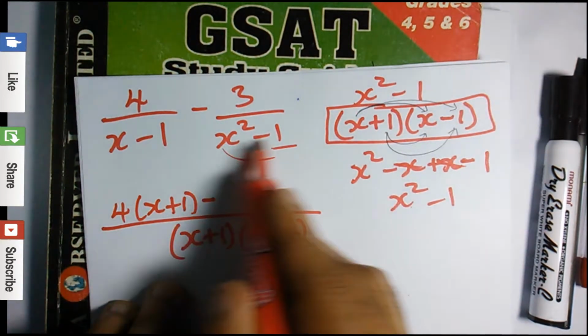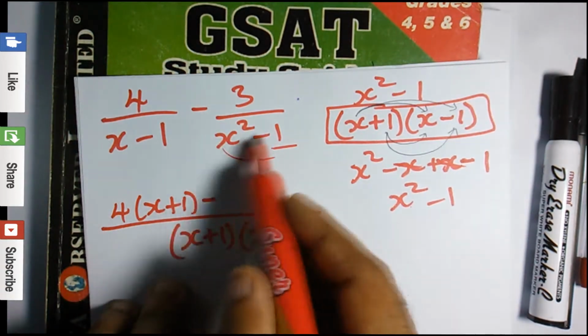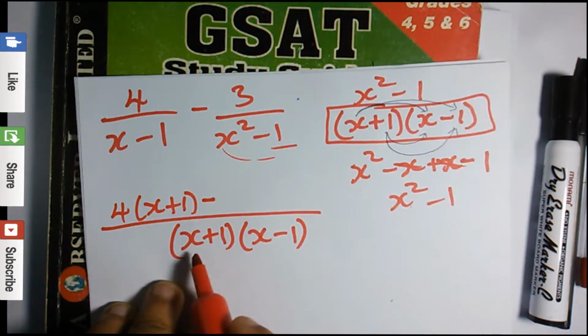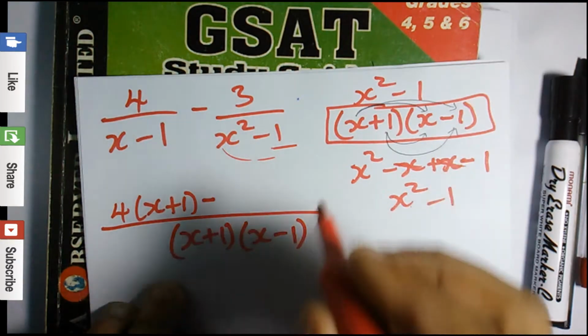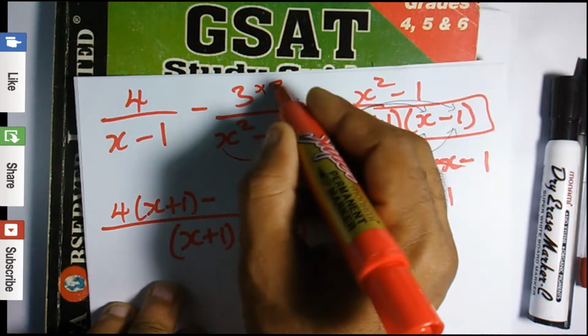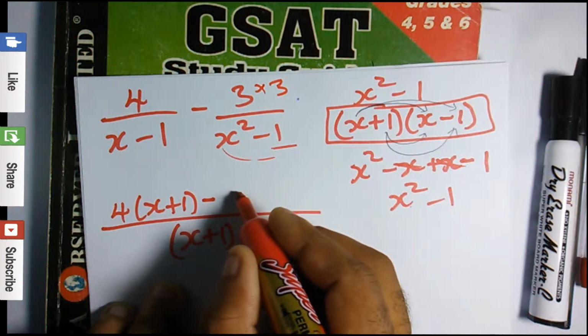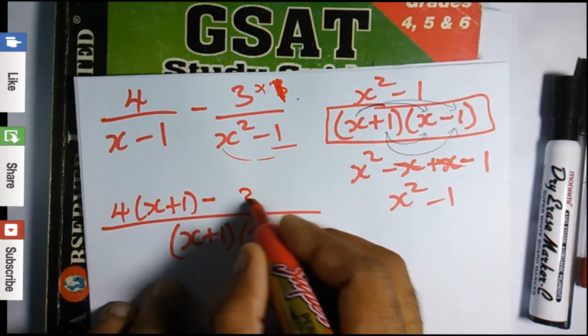Now, x squared minus 1 into the LCM. Remember, x squared minus 1 is the same thing as this. So it goes 1 time. Understand? X squared minus 1 into x squared minus 1 goes 1. So it's 1 times 3, which would give us 3.